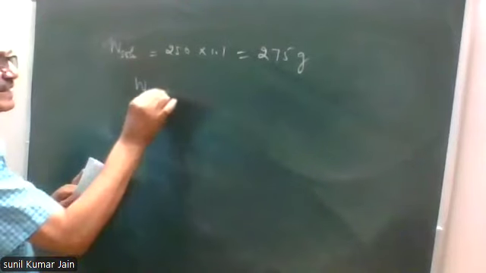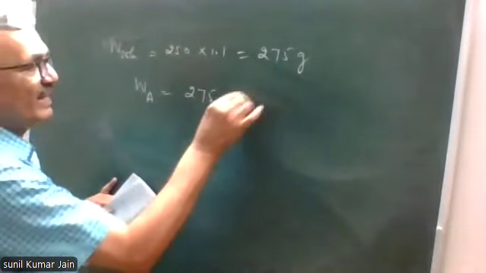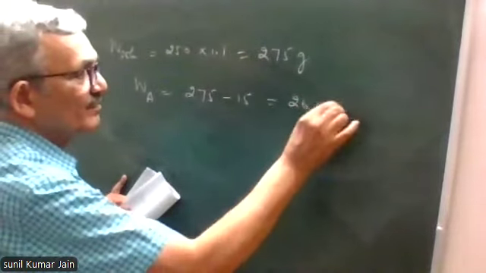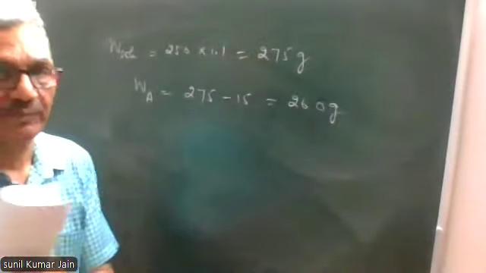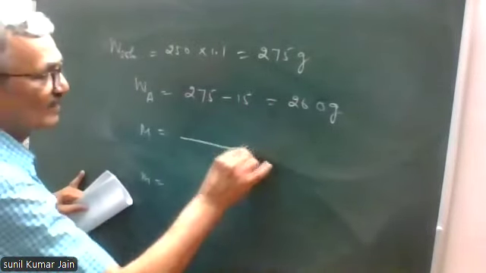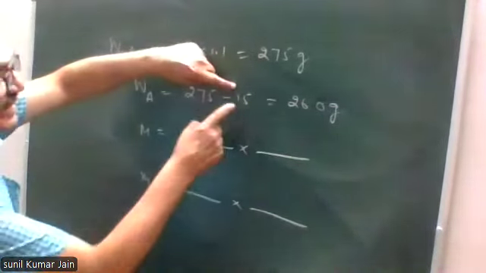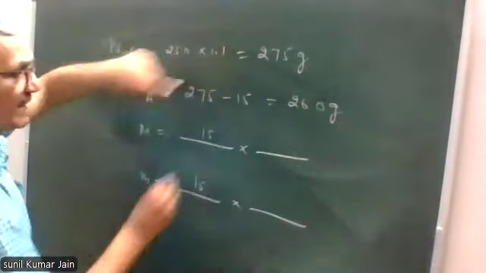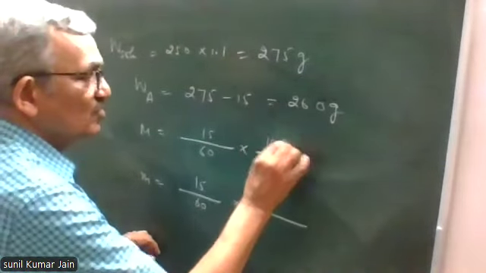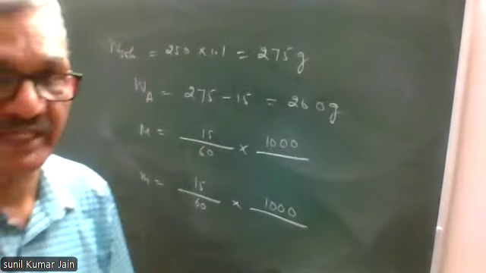Weight of A, meaning solvent. Weight of solvent is 275 minus urea, which is 15 grams, so 260 grams. Now we can calculate both molarity and molality. In both, we have weight of solute 15 divided by molecular weight of solute 60, into 1000. This is common in molarity as well as molality.